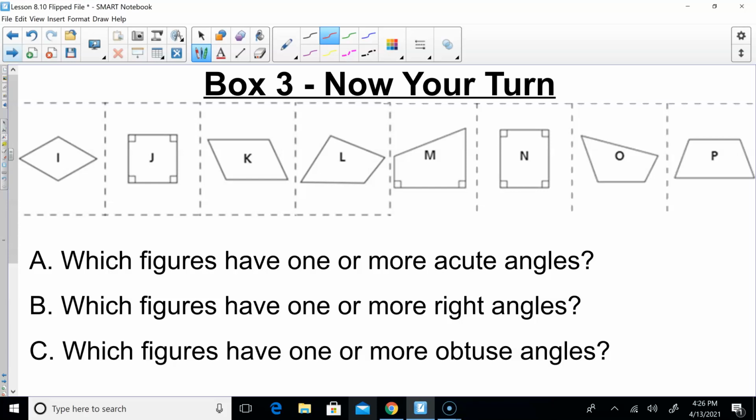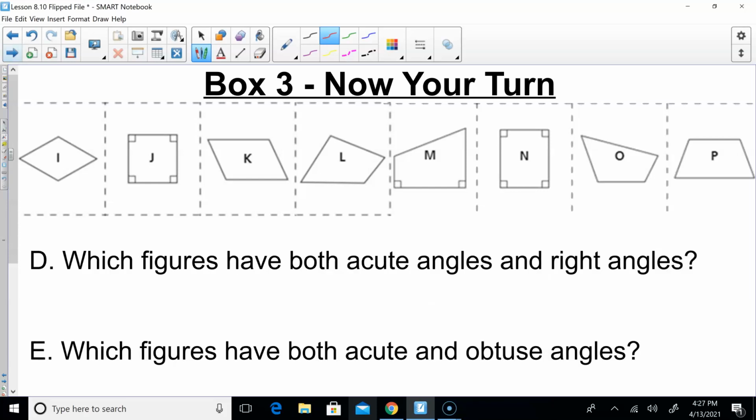And answer the questions of A, B, and C, which ones have one or more acute, one or more right angles, and one or more obtuse angles. So you can pause the video right now. Take your time. Good luck. Now they have that drawing too. You can also identify which figures have both acute angles and right angles, which figures have both acute and obtuse angles.